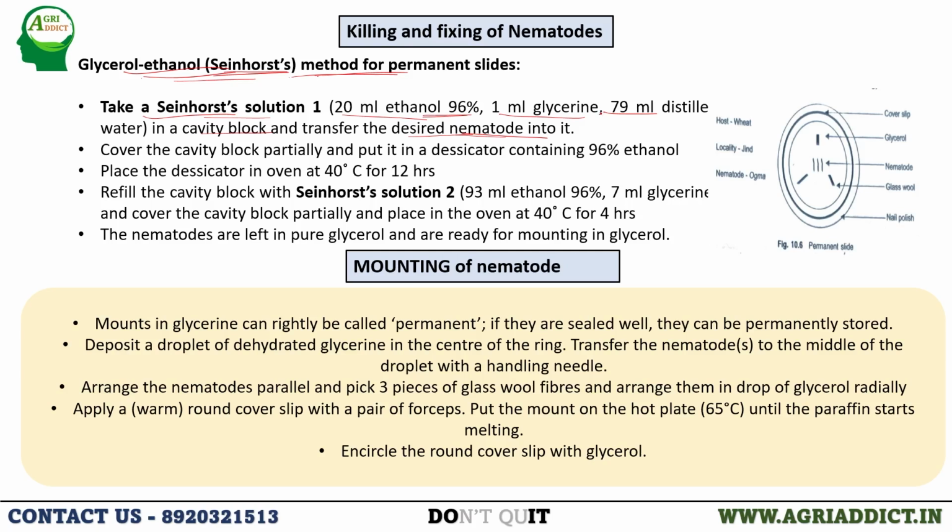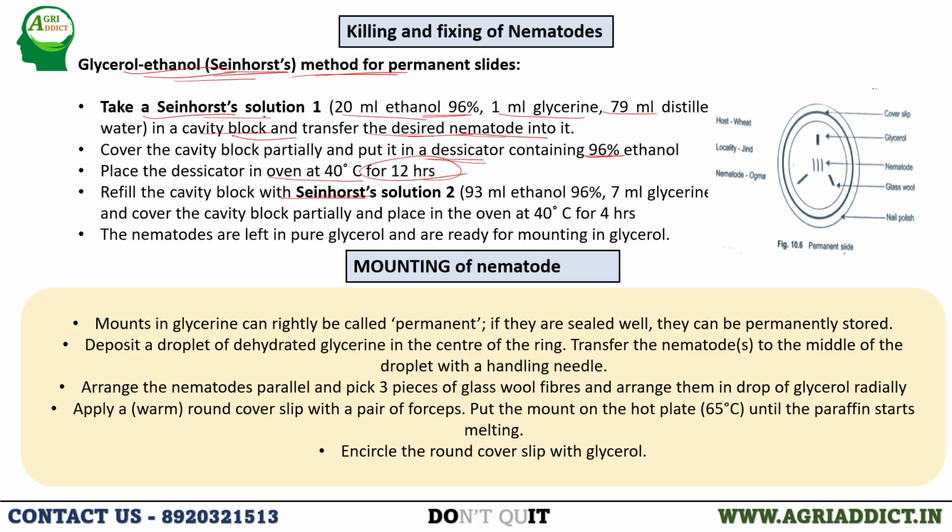That solution will be taken in a cavity block and the desired nematodes transferred into it. After transferring into the cavity block, close it partially and place it in a desiccator which contains 96% ethanol. After placing the desiccator in an oven at 40 degrees Celsius for about 12 hours, then again refill the cavity block with Seinhorst solution 2.